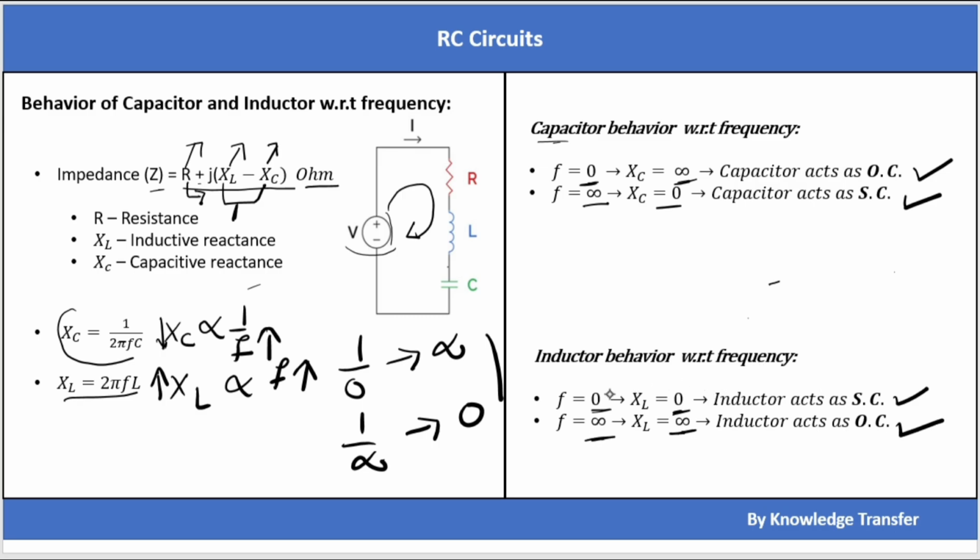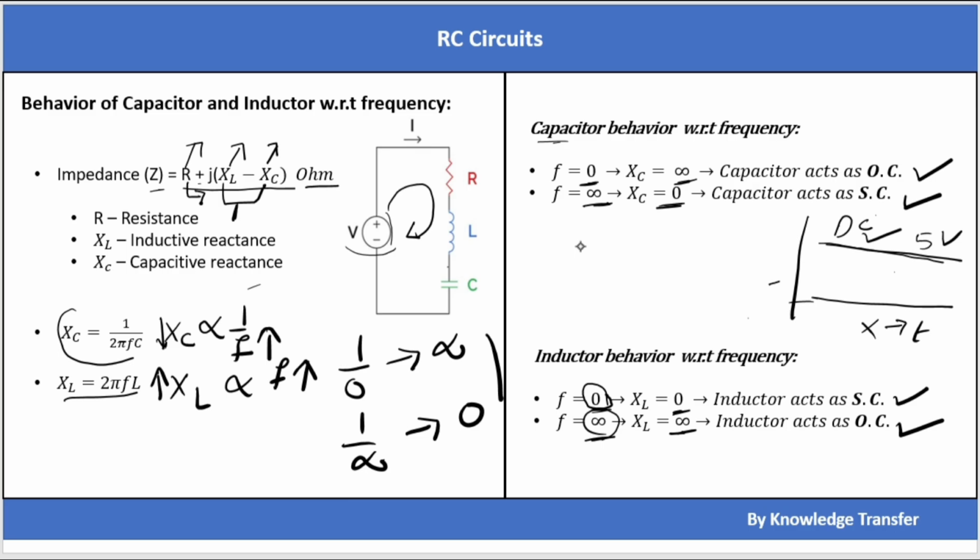Everyone knows that frequency 0 means a DC signal. You have an x-axis, which is time, and the y-axis is the signal level. Let's assume you have a 5-volt signal which will not vary with respect to time. This you can consider as a DC signal. Then what is frequency infinity, where XC will be short circuited and XL will act as an open circuit? Let's see.